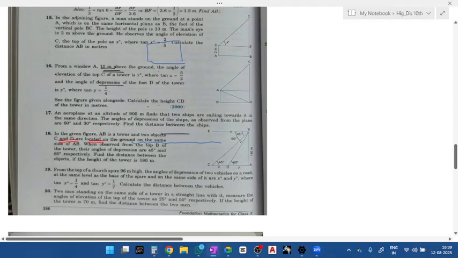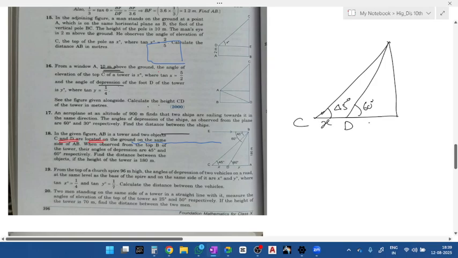17th question. 18th question. Look at the 18th one. It's a simple question. I want you to do it for homework. 45 is given. 60 is given. X, D, Y here, A, B. What's the distance of AB? AB is, yes, 180 meters.